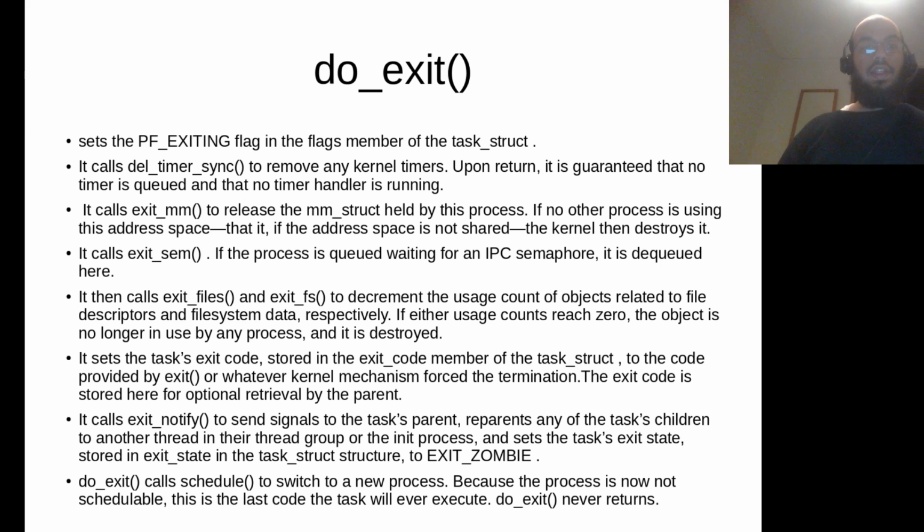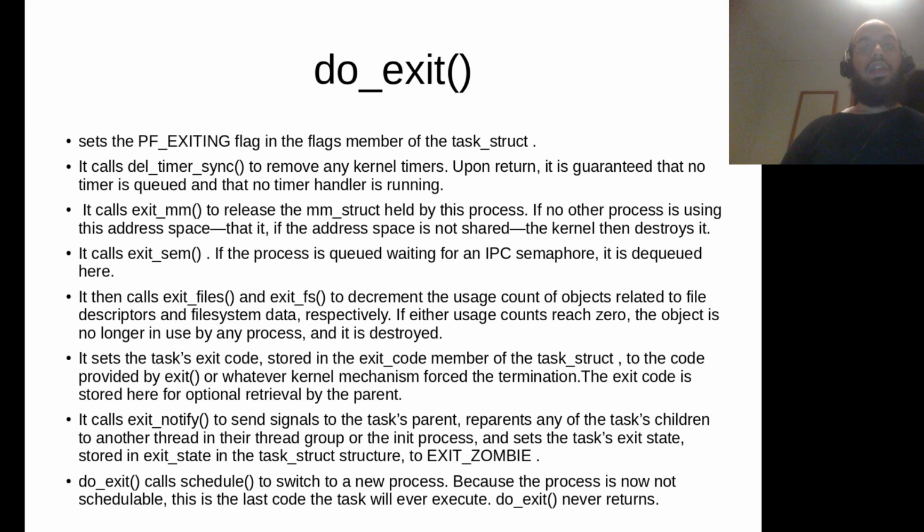And do_exit takes these steps to exit a thread, to kill a thread. In the beginning it raises a flag that says that it's exiting. Then it calls a function to remove any timers associated with this thread. It calls a function to release the memory structure held by the process, and if no other process is using the address space, then the kernel will destroy that part of memory later, not now. It just says that I'm exiting, so I'm no longer using this part of memory.